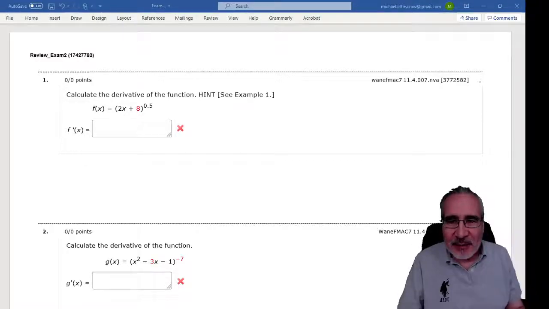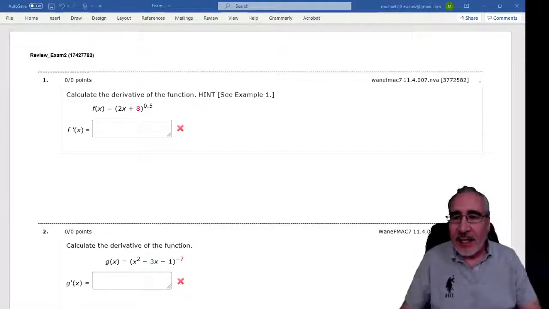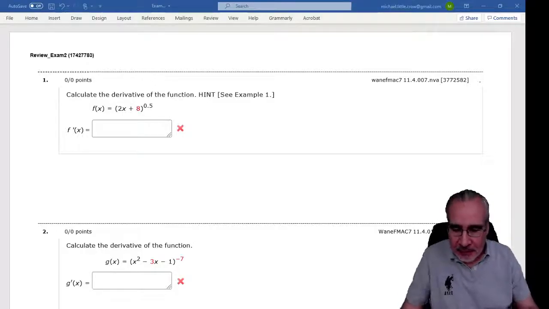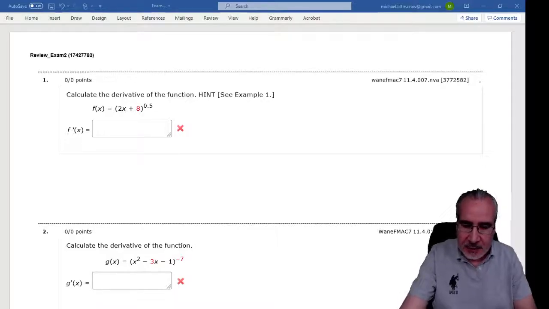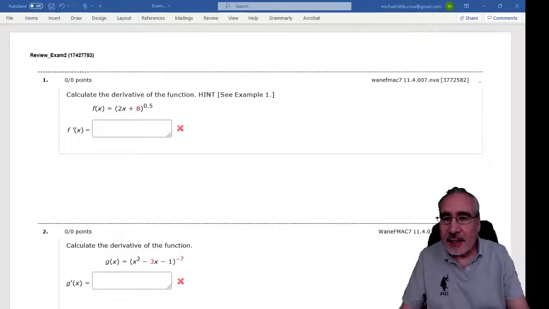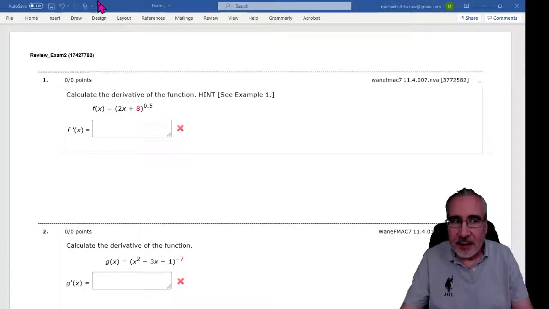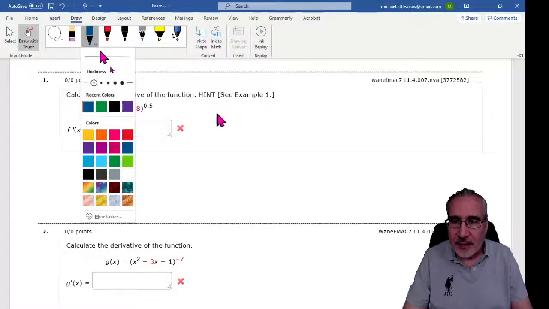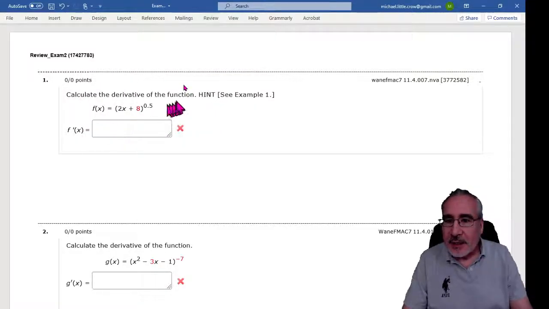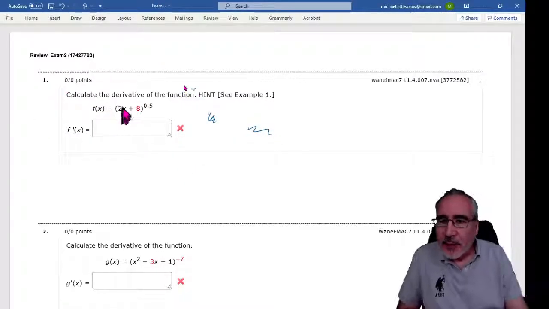Okay, so let's start with number 1, and here we are asked to calculate the derivative. Not sure why it's not working. There we go. Oh, I have to be over here, that's why. Okay, now I'm in the right place, I think. Go to draw, get my pencil. Okay, so we want to find the derivative of this function.